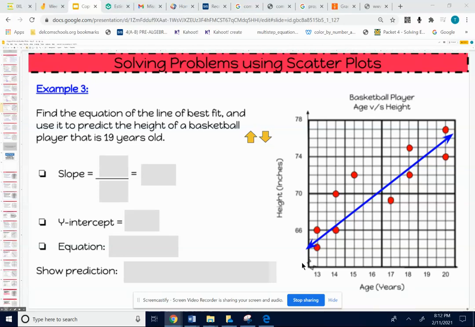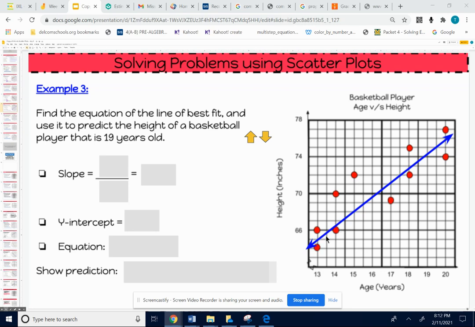Okay, let's look at the basketball problem. We're looking at the heights of basketball players on the y-axis compared to their age on the x-axis. For example, here's a 14-year-old basketball player who is 66 inches tall. So we just have this information.